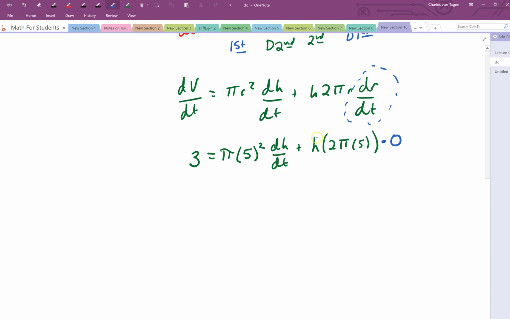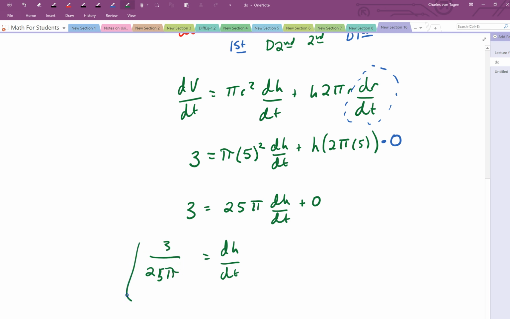So even though we didn't know what this h was here, this whole expression vanishes. So we are left with 3 pi is equal to 25 pi dh dt, and I'll emphasize that by putting plus 0 here. So now we can solve this equation for the unknown rate dh dt, and we get that dh dt is equal to 3 over 25 pi. Okay? That's how quickly the height of this water is changing with respect to time.